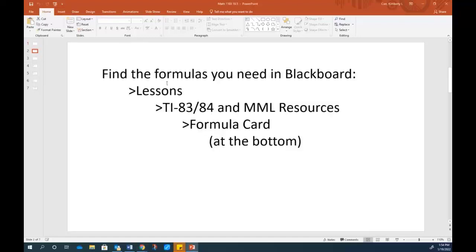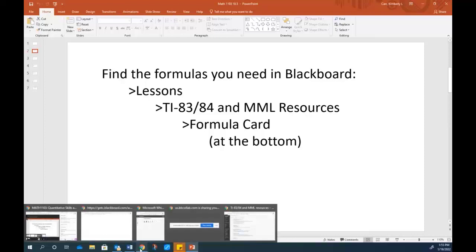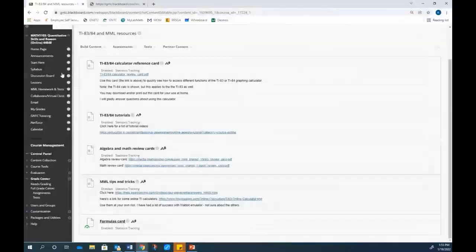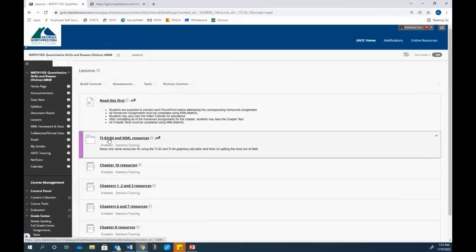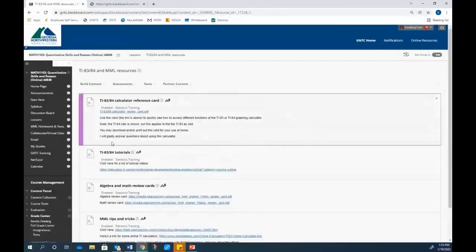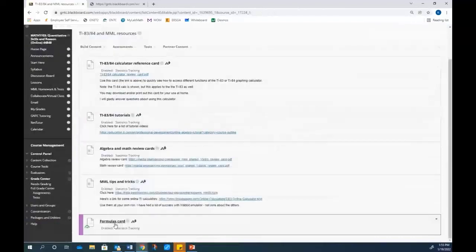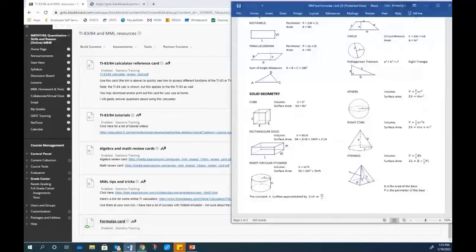if you need to find formulas, you can, in Blackboard for this course, go into Lessons, go into TI 83, 84, and MML Resources, and down at the bottom there's a formula card. So I will try to show you how to get to that first. Just right here, if you go to Lessons, here's your resources, and then down at the bottom here there's a formulas card, and if you open that, I've already downloaded that and opened it.